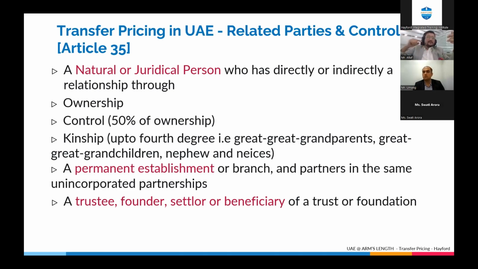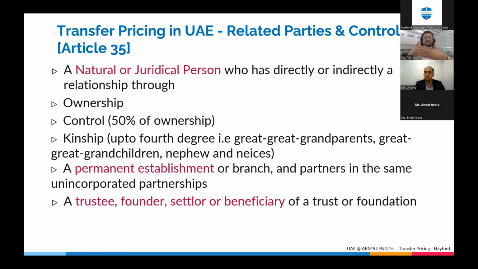So if there is a high chance that your far-fetched cousins would still become a related party to you. That's for natural persons. Now, there's another concept that has been addressed in corporate tax law, which is called permanent establishment. So what is a permanent establishment?